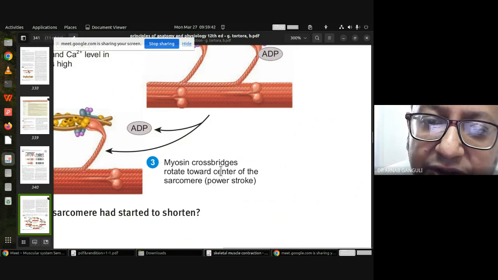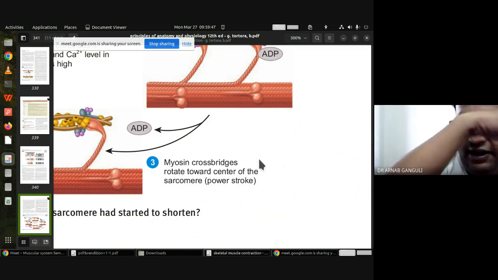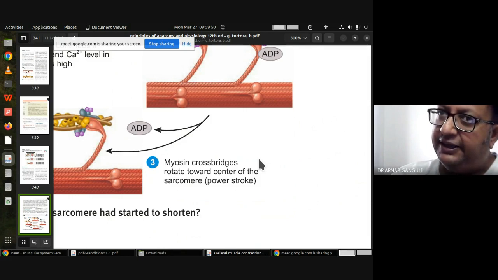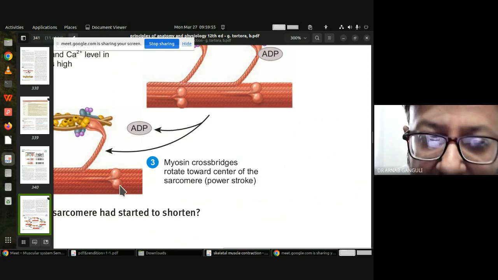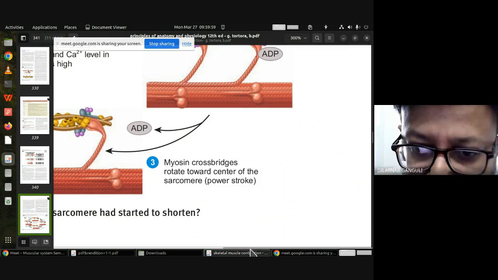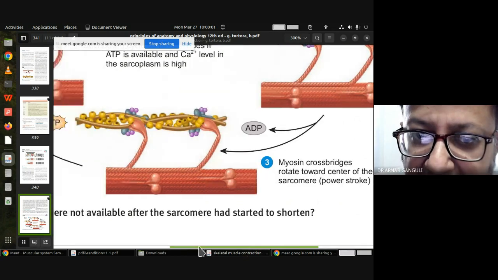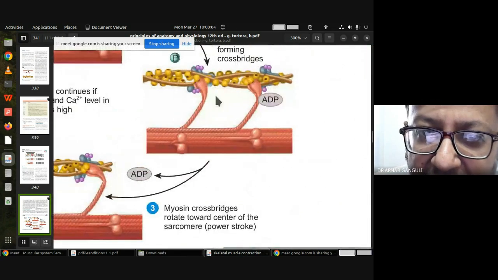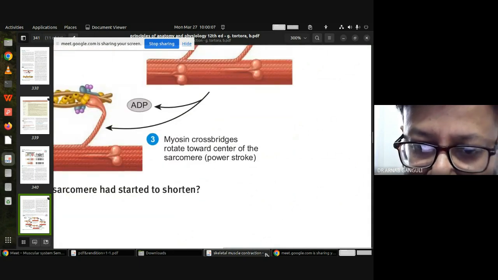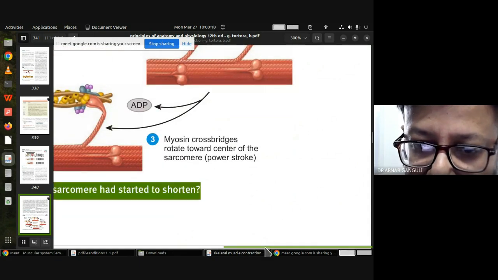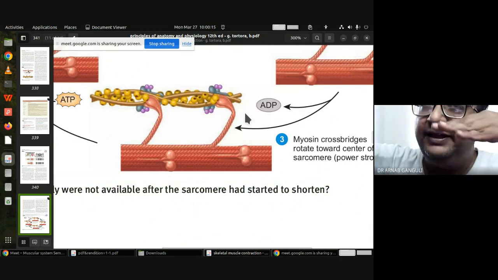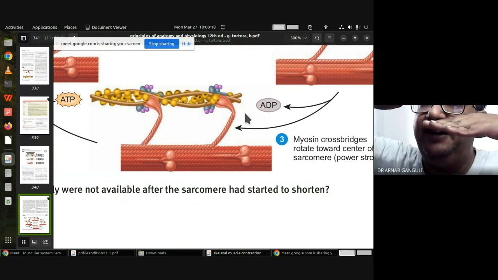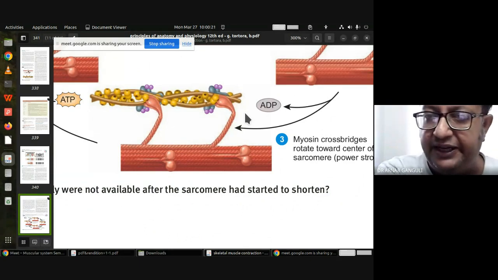Now, myosin cross bridges rotate towards the center of the sarcomere. It was like this before, with the energy it became like this, and then it pulled towards the left. So the cross bridges rotate towards the center of the sarcomere, and that is known as the power stroke. Result, what happens? The thick filaments and thin filaments slide over each other, because this is pulling it over to the center.